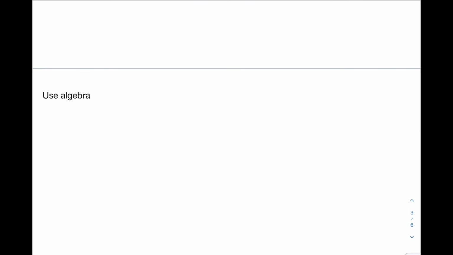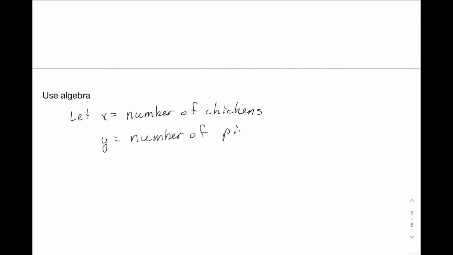Okay, our most sophisticated approach, so definitely not elementary school right here, but one that is valid for this problem is to use algebra. So we'll define our variables. I like x's and y's. You might like p's and c's, but I'm going to say let x equal the number of chickens and let y equal the number of pigs.